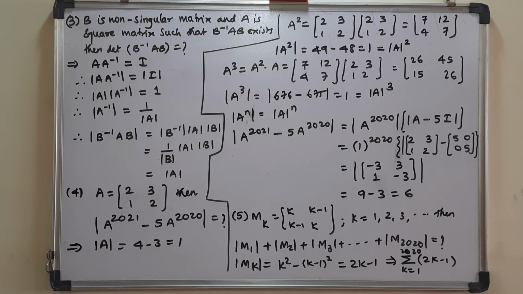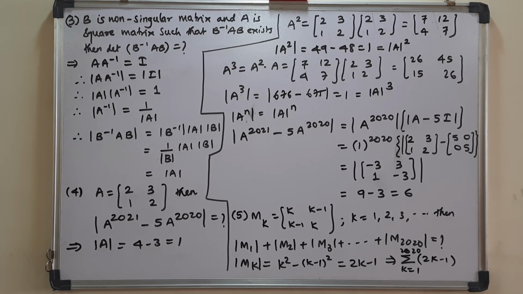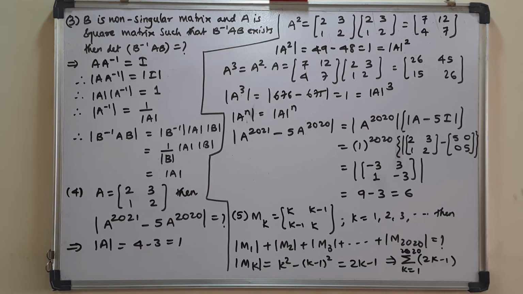So I hope this was a very good session, a very easy session. So when you get n square, n is your 2020, so what you will get finally is 2020 square. Don't write the answer, not required. So I hope that this is very clear with you.